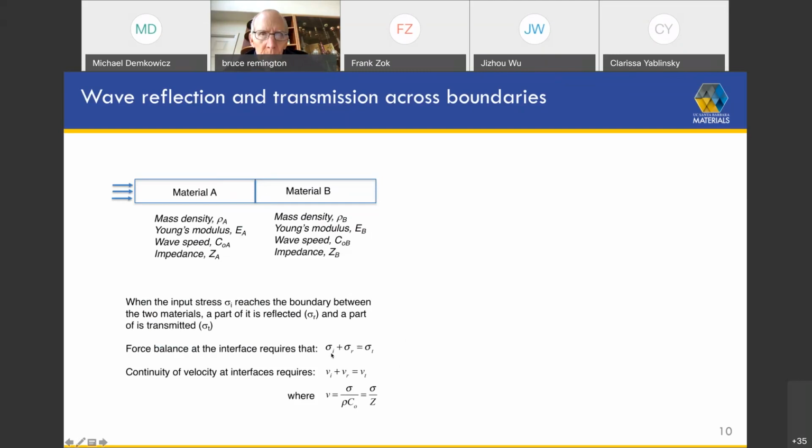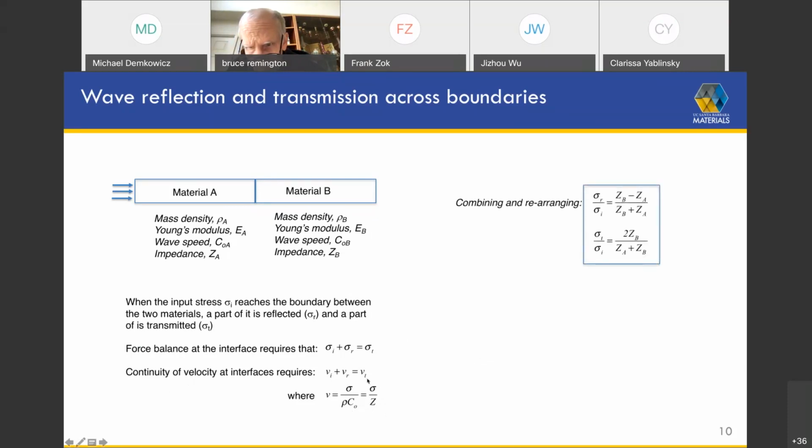In this case, we can generally write that the incident stress sigma I plus the reflected stress at this interface, which will come back with the opposite sign usually, the sum of those two has to equal the transmitted stress. We also invoke continuity of velocity at that interface. And so we write that the particle velocity due to the incident wave plus the reflected wave has to be equal to the velocity due to the transmitted wave. And we can write the particle velocity in the way that we saw in one of the preceding slides.